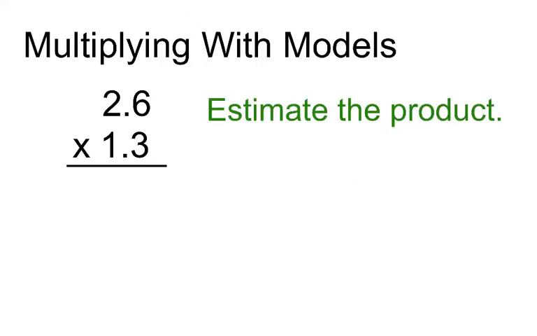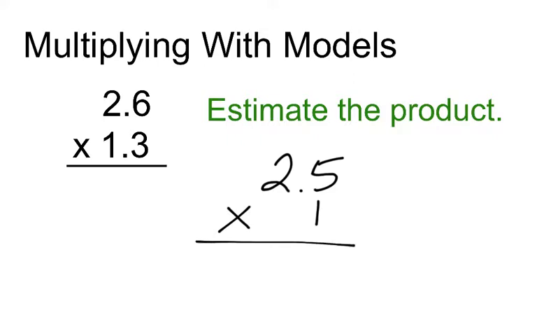So even when multiplying with models, another important step is to always estimate the product to make sure that your answer is going to make sense. So we can look at a number like 2.6 or 2 and 6 tenths, and we can say that is close to a familiar number that's easy to multiply, like 2.5 or 2 and 5 tenths. And we can say that 1 and 3 tenths is close to 1.